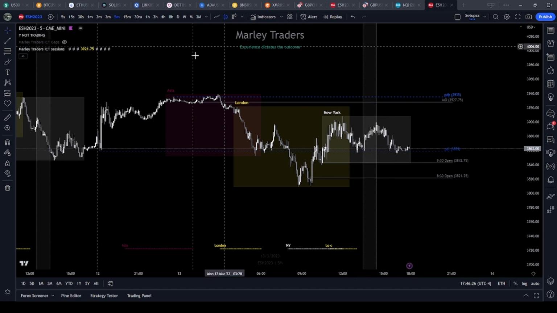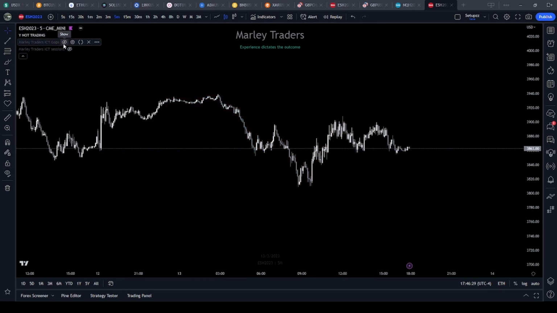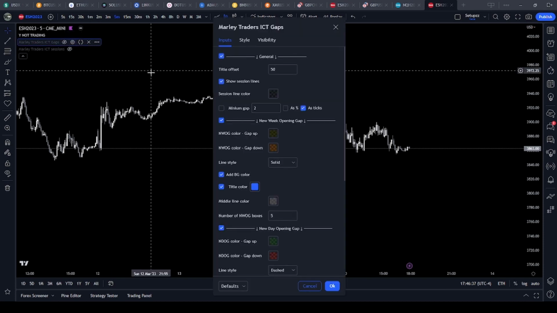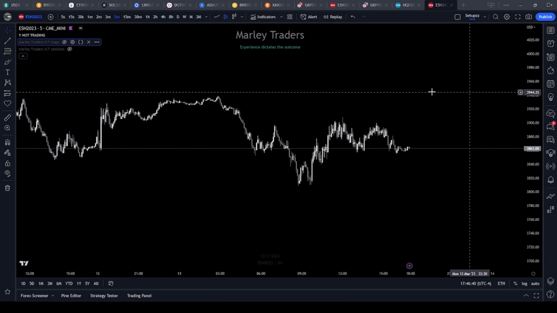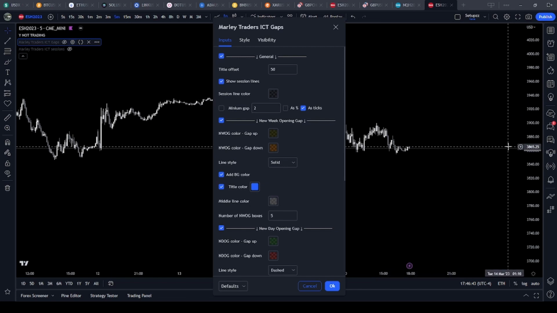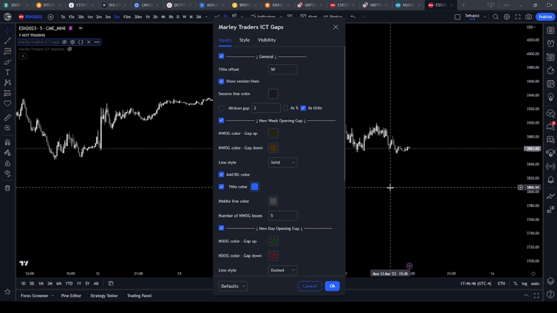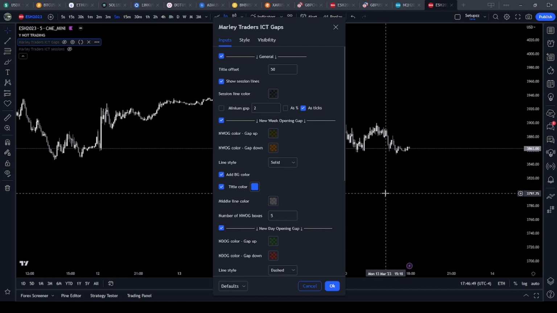And now let's go to the other indicator, the gap indicator, which is this thing, this baby right here. This is actually a new concept within the ICT community. In February, I think it was the 25th or so, ICT introduced his followers to this new concept called the New Week Opening Gap and New Day Opening Gap. This just made the whole Twitter space go really, really crazy. It took everybody to cloud nine.